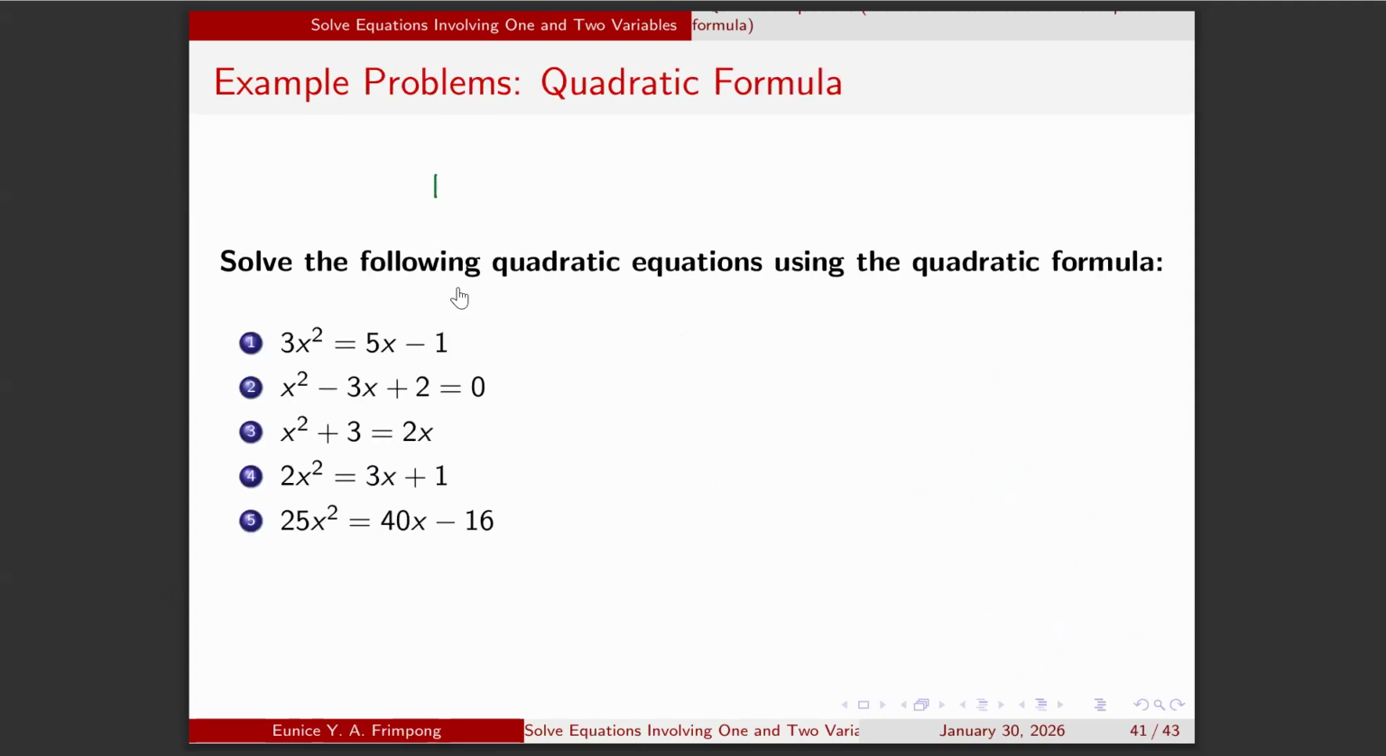So you can attempt with the quadratic formula to solve the following quadratic equations. Check through your handout. The formula is in there, so you can look into it and then go through the solution.